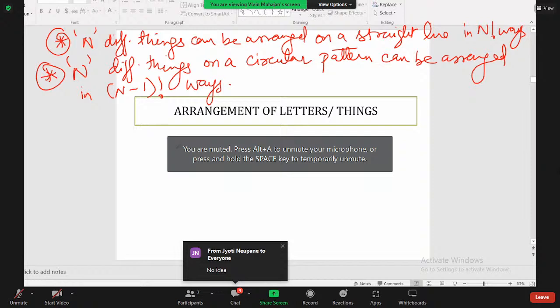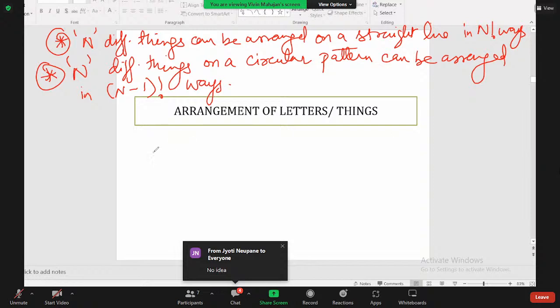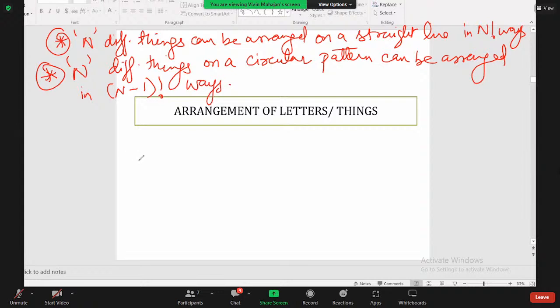Okay, guys. The idea is also very simple. N different things can be arranged in a straight line in n factorial ways. Why is it so? Simply understand this way. Let's say I'm arranging 3 things on a straight line, so it's quite obvious that I'll be making 3 dashes, because I'm arranging 3 things. So let's say there are 3 chairs and 3 students needed to be seated on them.